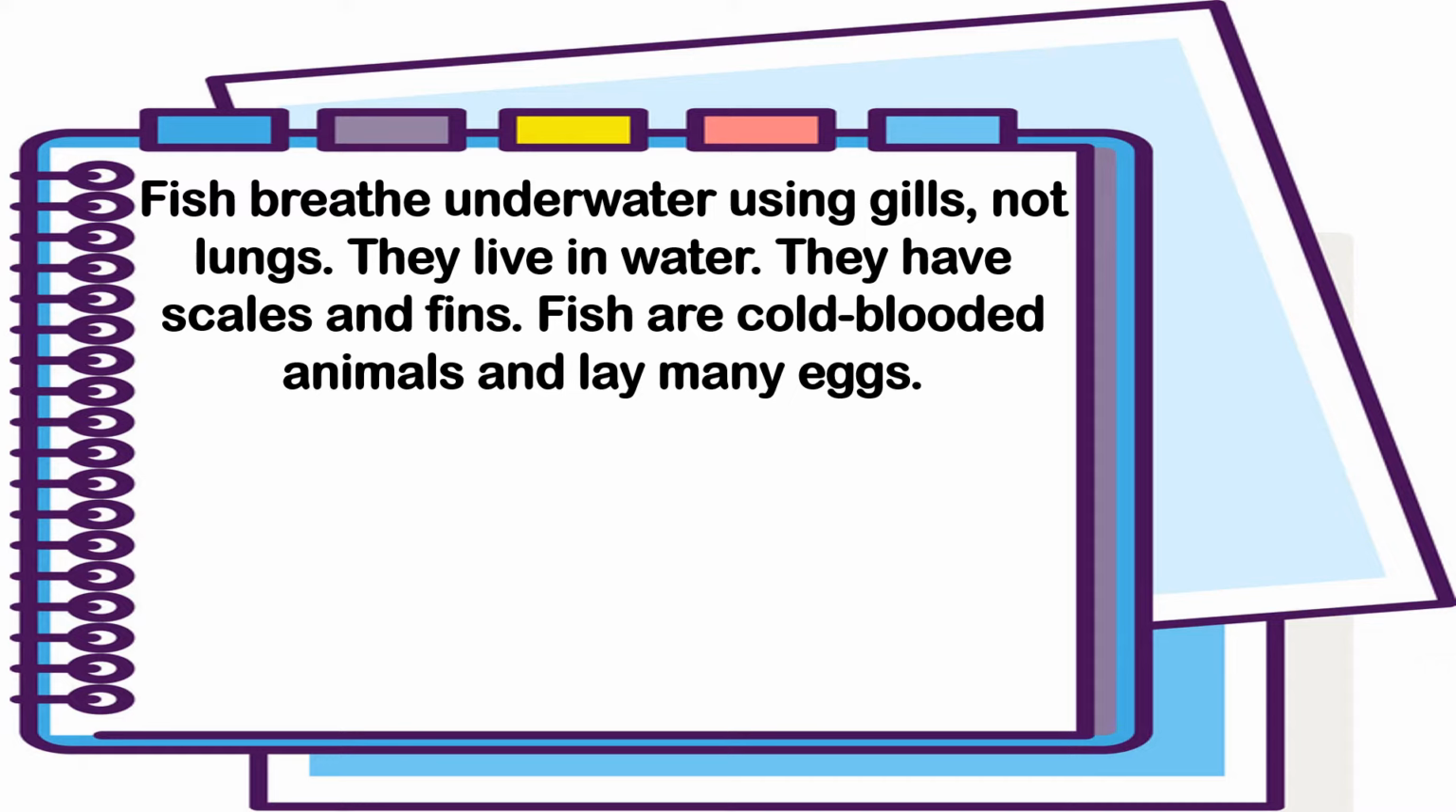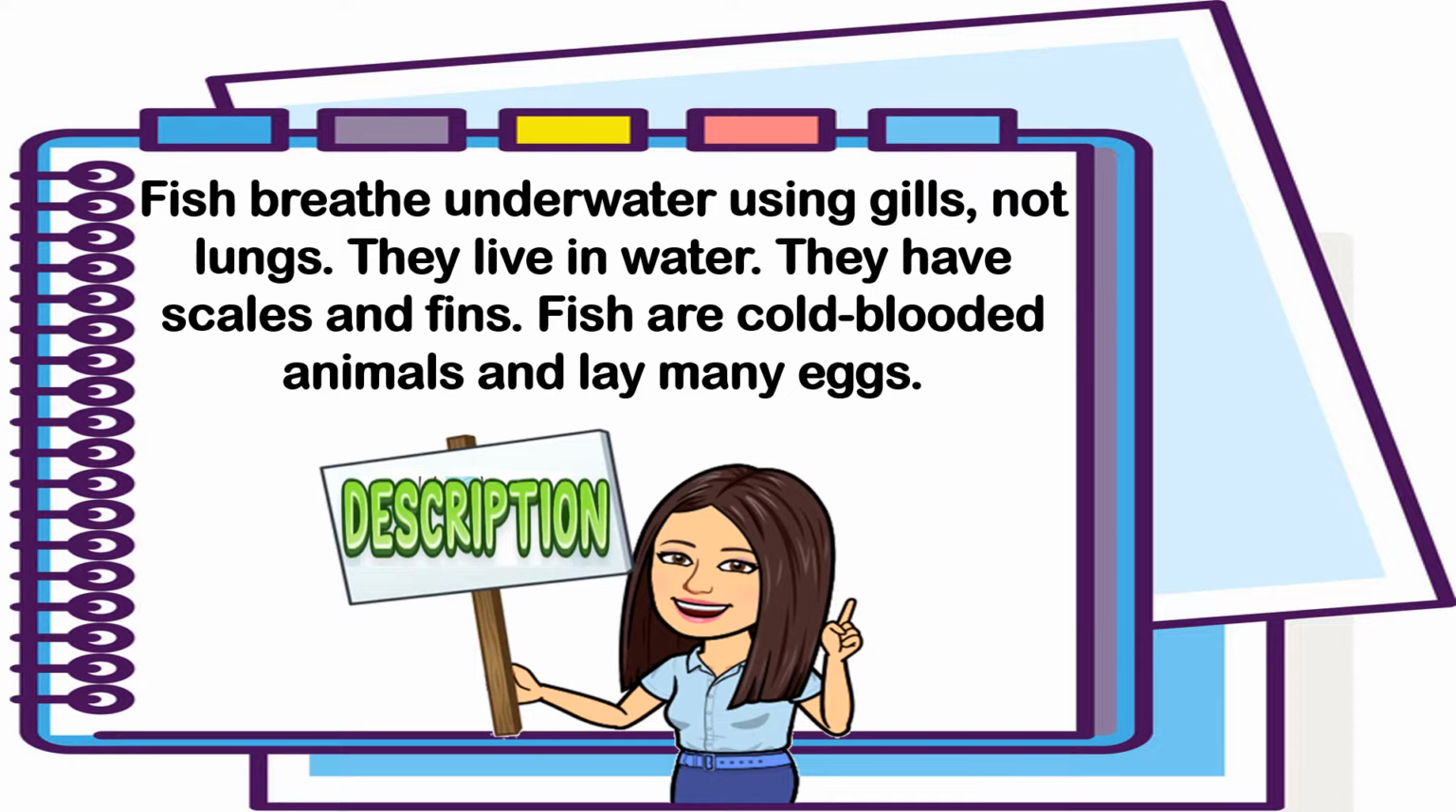Fish breathe underwater using gills, not lungs. They live in water. They have scales and fins. Fish are cold-blooded animals and lay many eggs. The text is description.